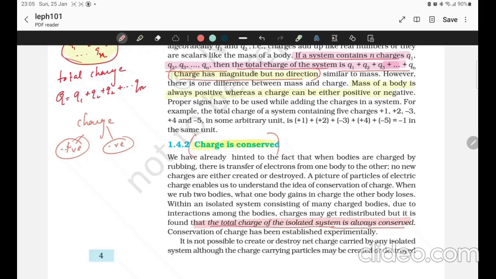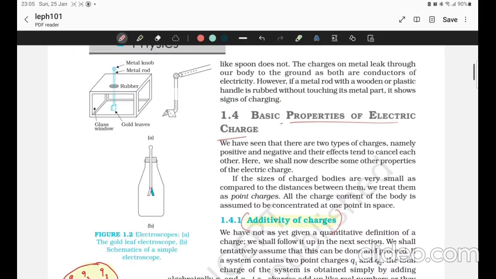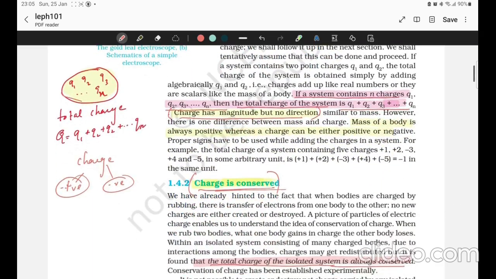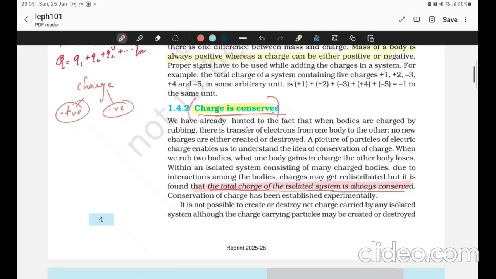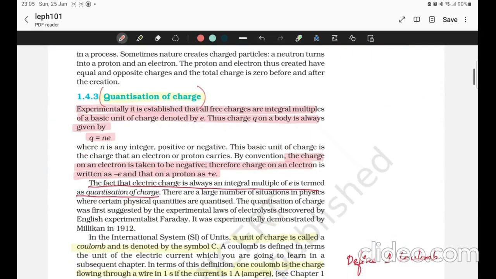This is the explanation for charge is conserved, or conservation of charges. When you take a full isolated system, the total charge over there is conserved. So when you get a question like what are the basic properties of electric charge, you have to write these 3 points: additivity of the charges, explain it. Next one is charge is conserved, you have to explain it. And the last one is quantization of the charge.